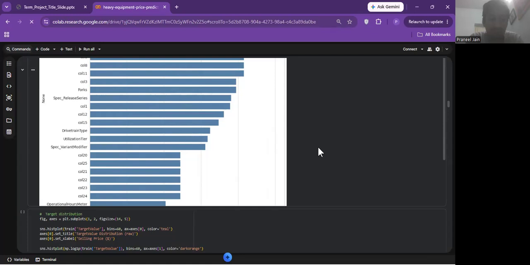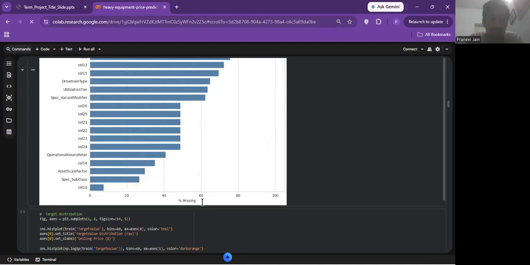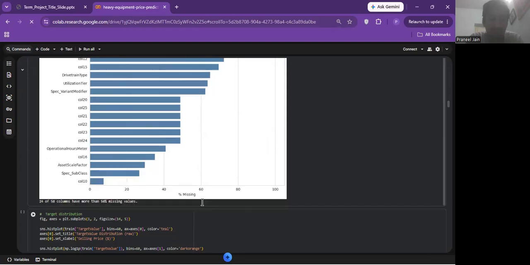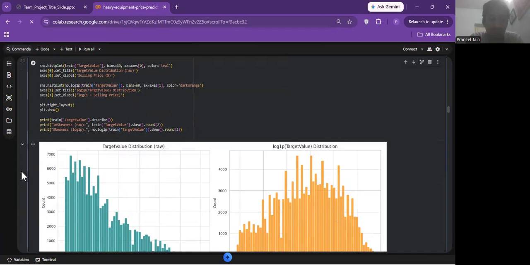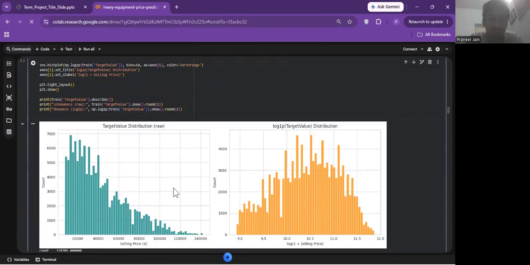Okay, the second thing we are going to talk about is target distribution. Let me show you the graph once more. As we can see here, price was right-skewed, so I transformed it with log1p, which also lines up with our RMSLE metric: RMSLE on price equals RMSE on log1p price.